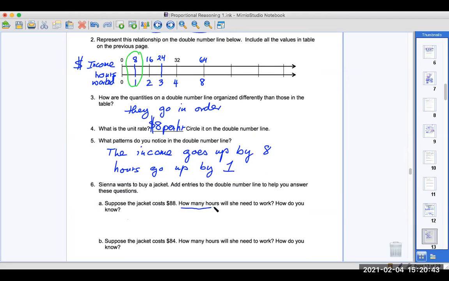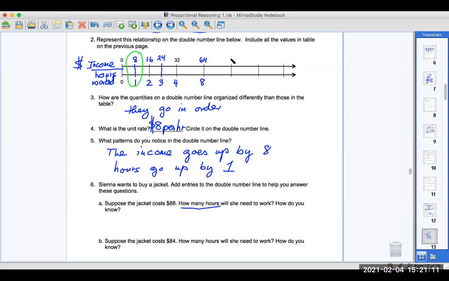So I like underlining my question. How many hours? So I'm looking for the bottom of the number line. I look at what I wrote here: income on top, hours worked on the bottom. So the number I'm looking for will be on the bottom. How many hours will she need to work? How do you know? $88, the jacket costs 88 bucks. So where would 88 be?